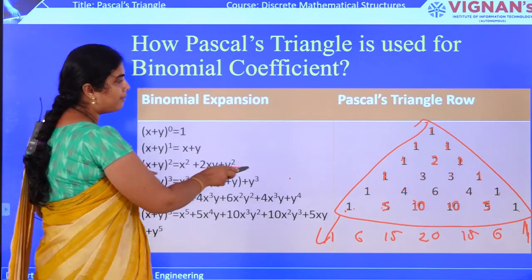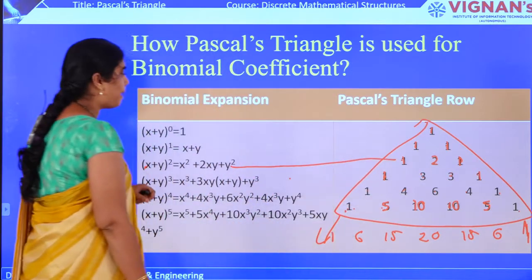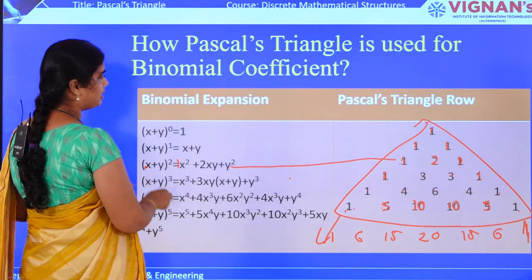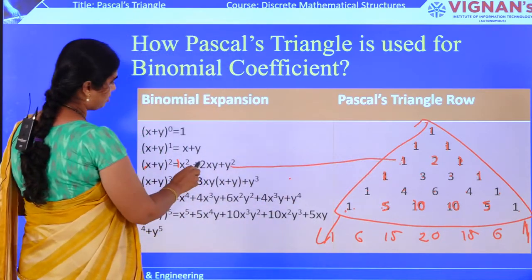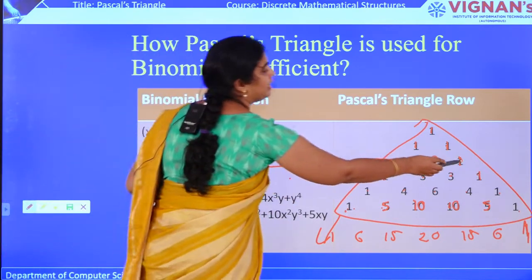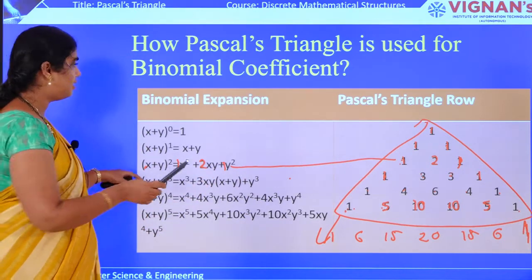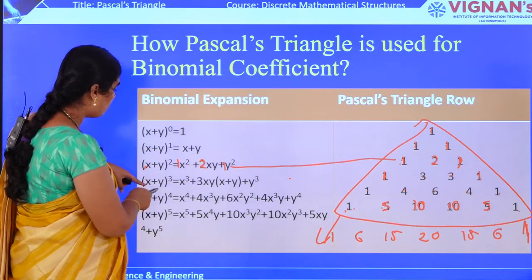If you compare this with the third row of Pascal's triangle, you observe that here coefficient 1 is there, here 2 is there, here also coefficient 2 is there, and again here 1 is there. Here also coefficient 1 is there. So, you can get some point, right. I will be showing one more thing.